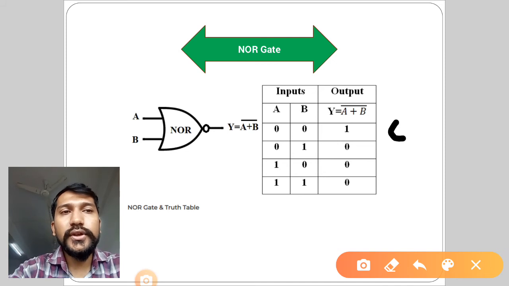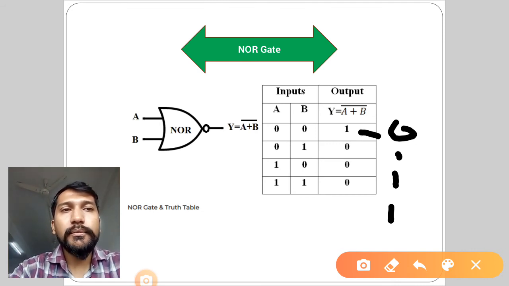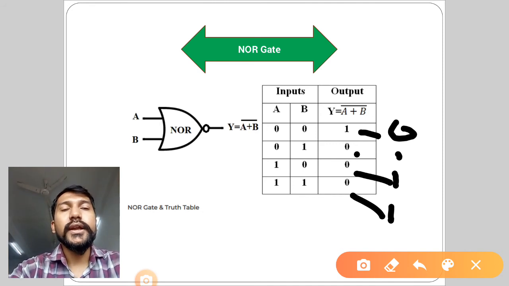Let us see the truth table of OR gate. 0 plus 0 I was getting 0, 0 plus 1 I was getting 1, 1 plus 0 I was getting 1, and 1 plus 1 I was getting 1. Fine. Now what is the operation over here? It is exactly opposite. 0 is replaced by 1, 1 is replaced by 0, 1 is replaced by 0, 1 is replaced by 0. So that is exactly opposite operation.